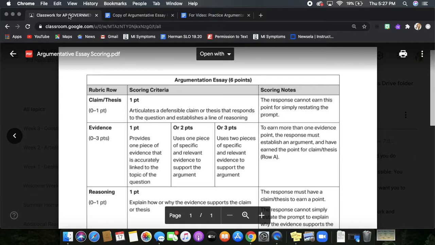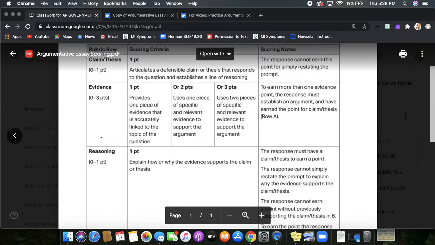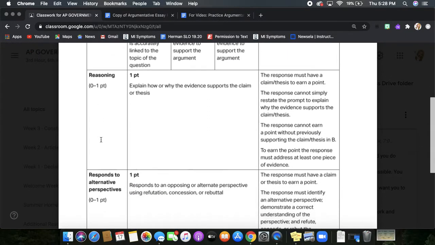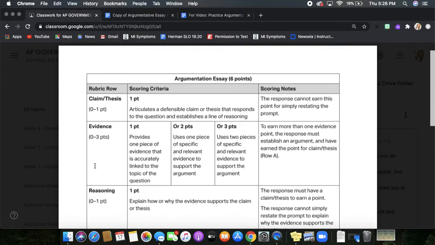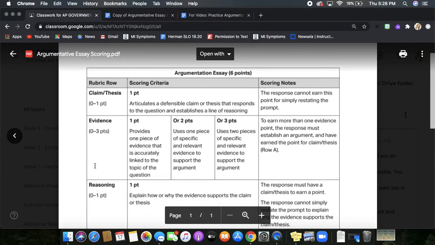So again, a defensible claim: is it clear what you're arguing? And a line of reasoning: are we able to see what you're going to talk about in your essay that's going to back up the claim you've already set out there? This is the big one, because if you don't earn the point for a thesis, you're not going to earn points for evidence or reasoning. The only chance of a point is responding to the alternative perspective. You have to have a thesis, the most important thing.